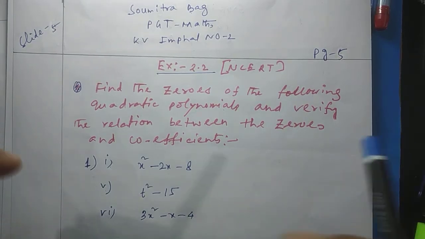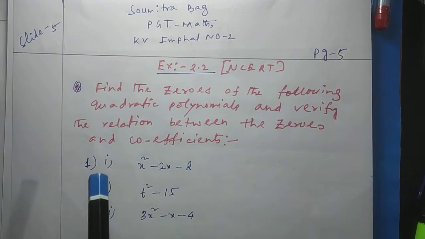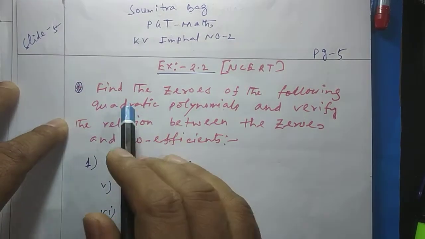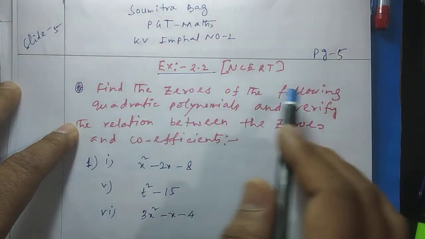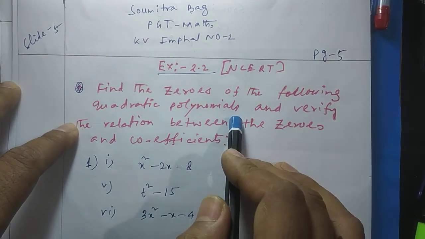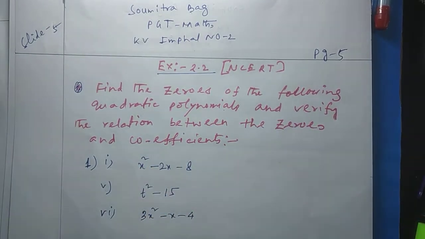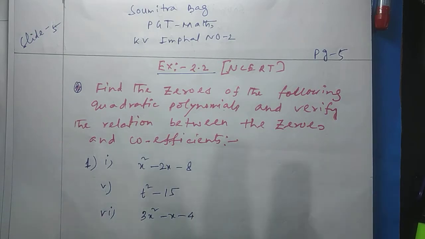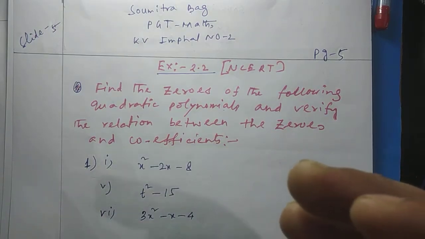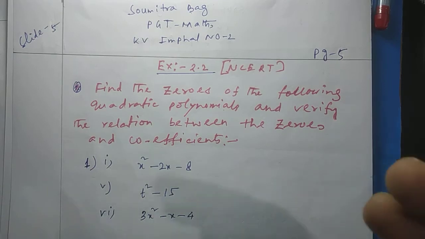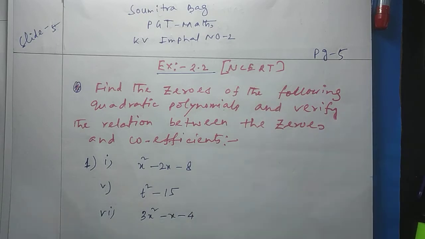But before that, first let us read the question. What is told here? Find the zeros of the following quadratic polynomials and verify the relations between the zeros and the coefficients. That means first we have to find the zeros of the given quadratic polynomials, and after that we have to verify the relation between the zeros and coefficients. That is the main work to be done here. Now let us solve one by one.